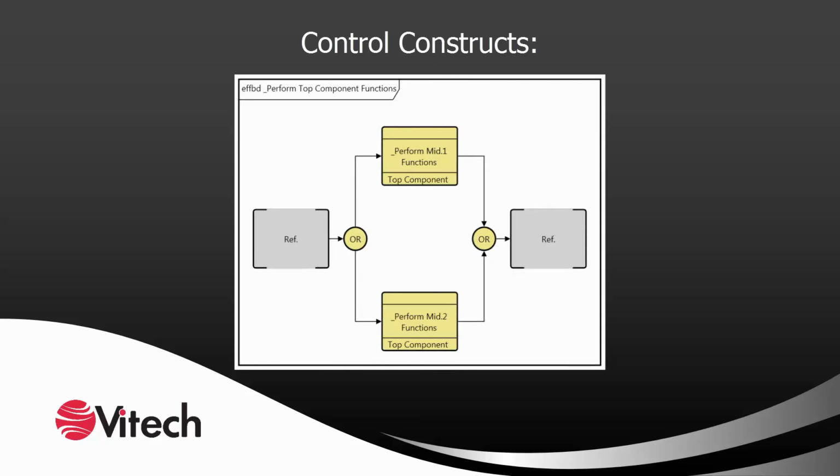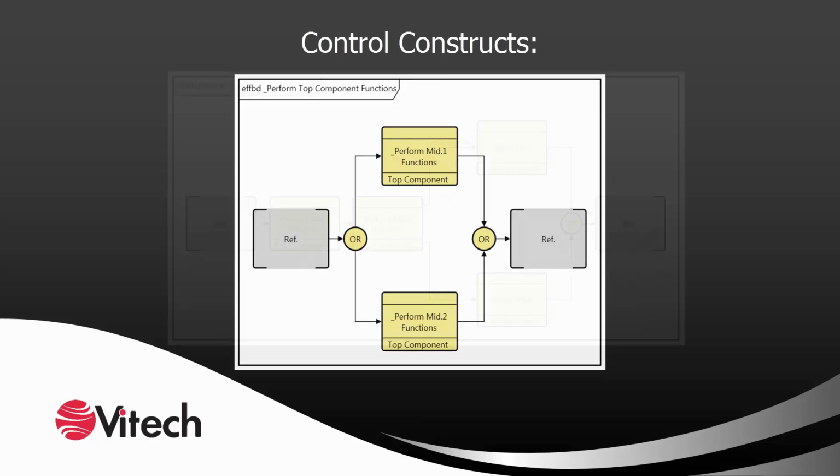The OR construct is also called a select construct. When execution reaches this construct, one of the branches is chosen and executed. None of the other branches are executed. Each branch can be assigned a selection probability using the right-click menu.